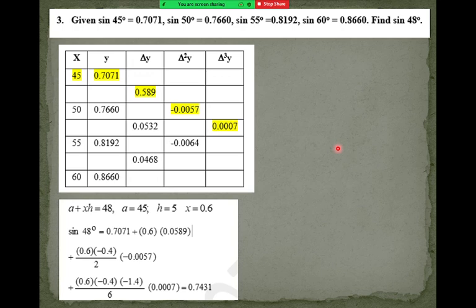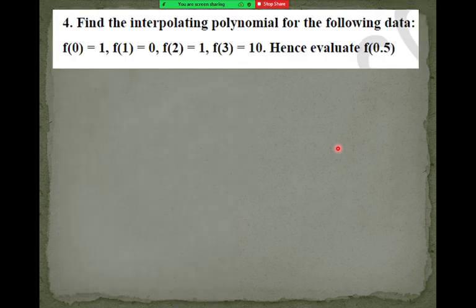There is one more variation in the question that we have in forward interpolation, and that variation is here. We have to find the interpolating polynomial. The question is: find the interpolating polynomial for these values of the data, and hence find the functional value at 0.5. Can you tell me the values of x first? What are the x values here?